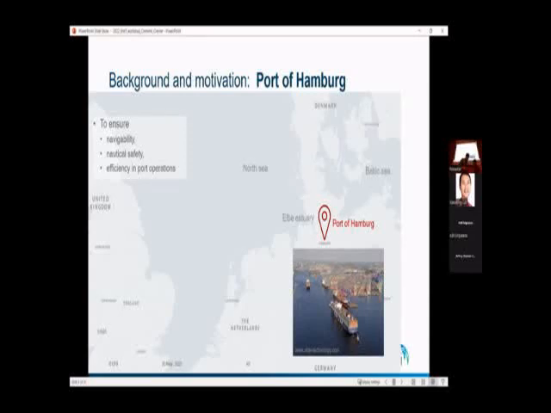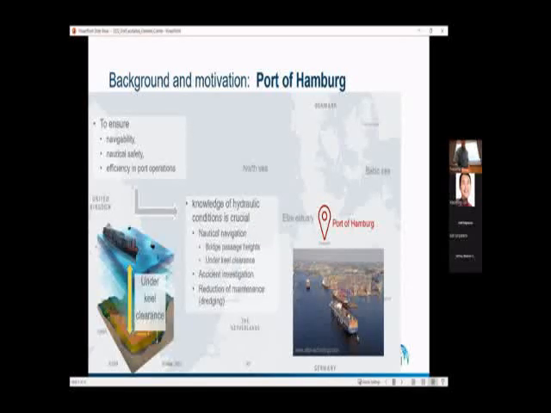I hope you could understand me well before, but it might even be better now. So it's important to ensure navigability, nautical safety, and of course efficiency in port operations. Nobody wants to waste too much money. For this, it's useful to have a decent knowledge of hydraulic conditions in the Elbe estuary. In terms of nautical navigation, our clients might need information on bridge passage heights so that containers don't get knocked down from container ships. Under keel clearance is the same, but with the ground, so that ships don't run aground.